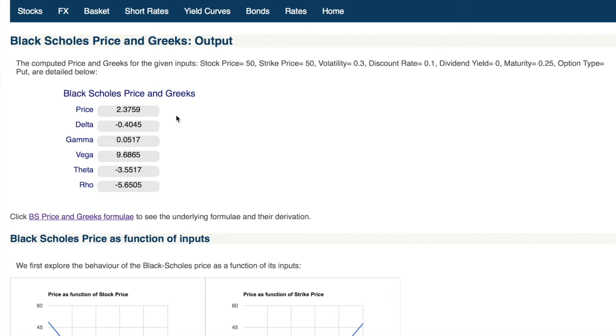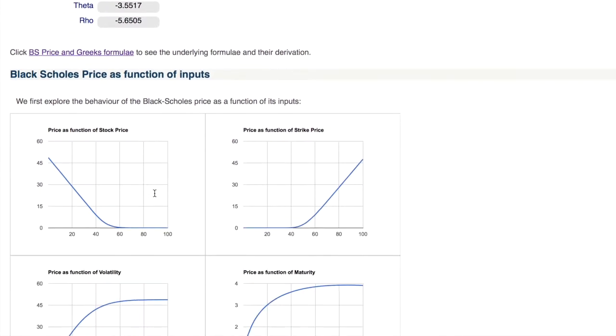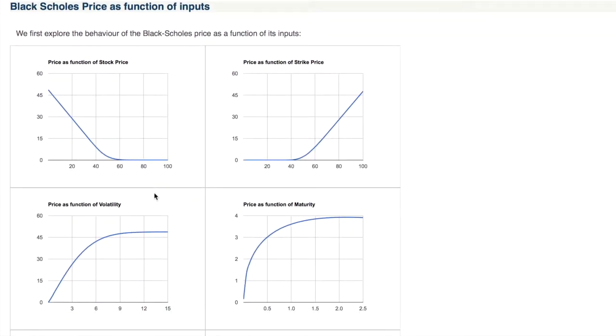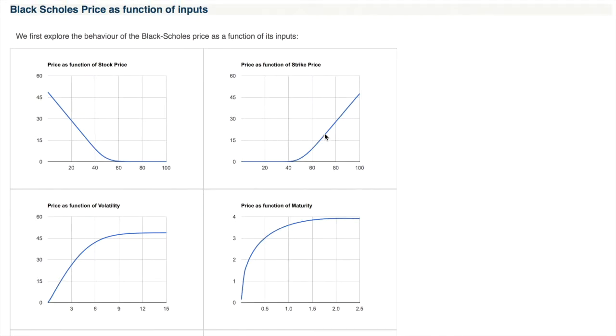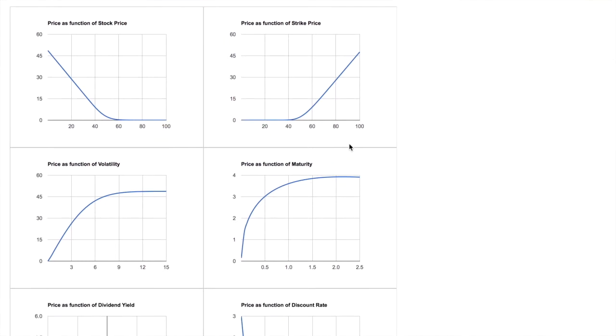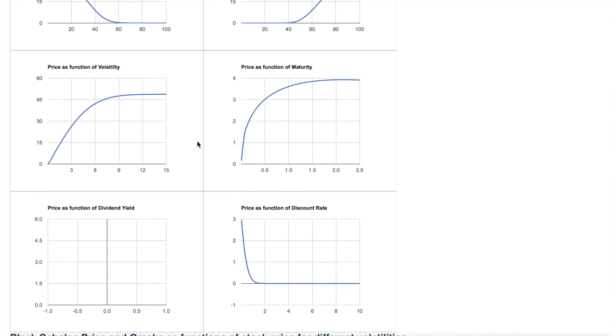Here we land. The first part is the same output we saw before, but now we have added visuals to the output. The first new section shows how the price changes with each of the inputs. We see that the option price decreases as the stock price increases, because this is a put option, which pays when the stock price is lower than the strike, so it makes sense that the price goes up as the underlying price goes down. The strike graph is a mirror image of the stock chart. The remaining graphs in this section can be interpreted in a similar way.